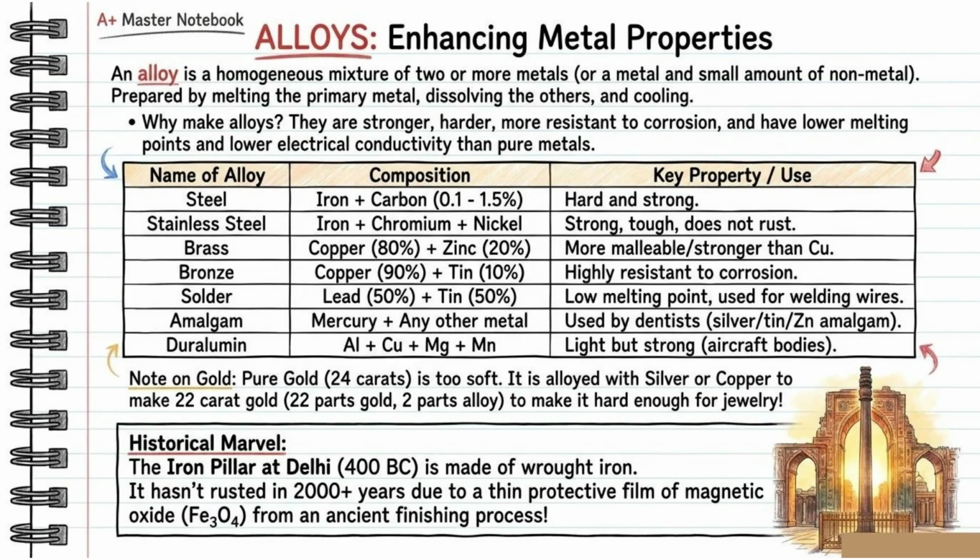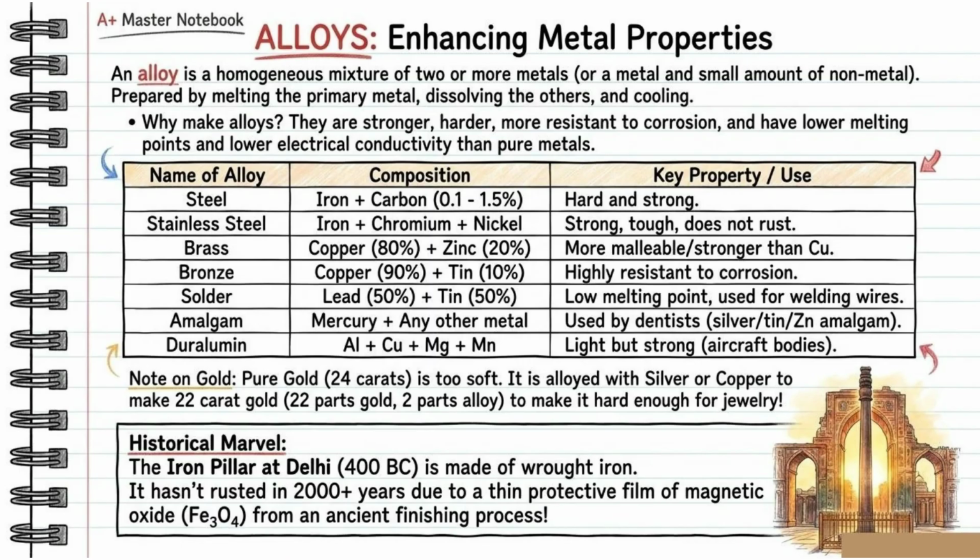Solder is a 50-50 mix of lead and tin. Pure lead and pure tin have higher melting points, but together their melting point drops drastically. Right, making solder perfect for melting and welding electrical wires together. Amalgam is an alloy of mercury mixed with any other metal, often used by dentists for fillings. And duralumin is a brilliant mix of aluminium, copper, magnesium, and manganese. It is incredibly light because of the aluminium, but vastly stronger, making it the perfect material for building aircraft bodies.